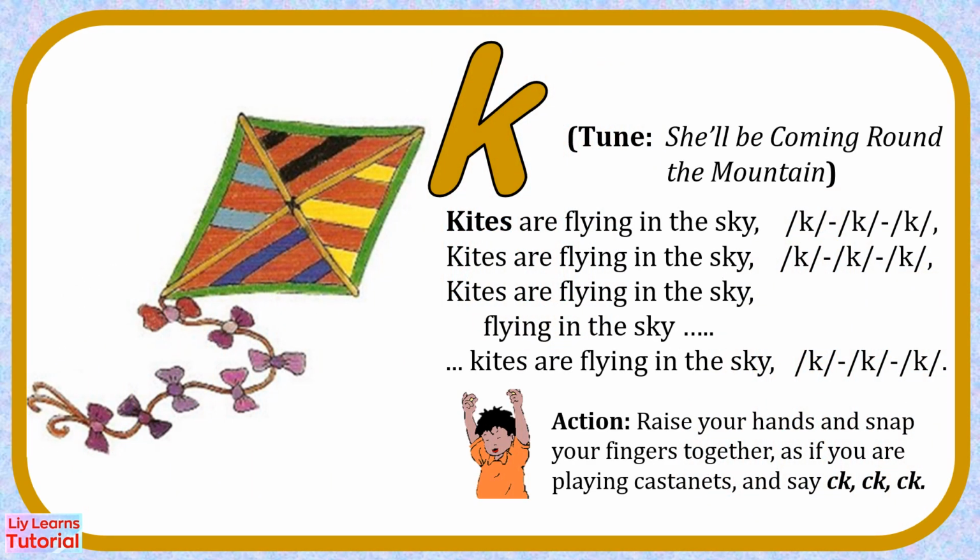Now, let's listen to the Jolly Phonics song and letter K to the tune of He'll Be Coming Around the Mountain. While singing, raise your hands and snap your fingers together as if you're playing castanets and say K, K, K.